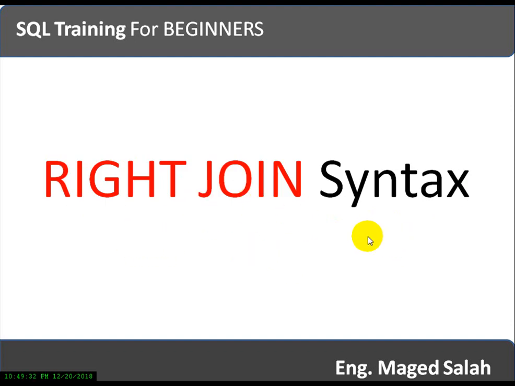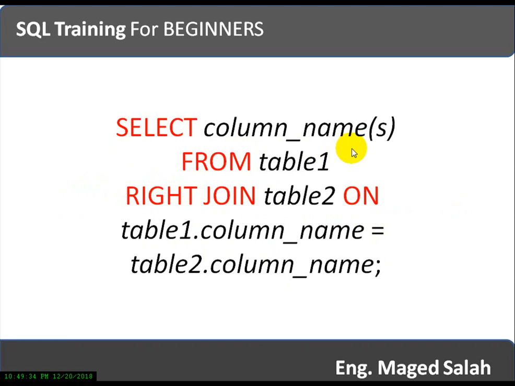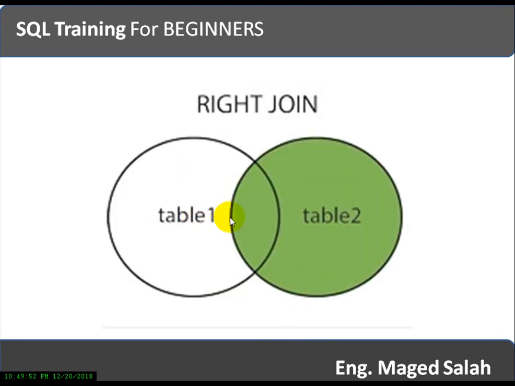Right join syntax. Select column names from table 1 right join table 2 on table 1 dot column name equals table 2 dot column name. It is the same as the left join. There is no difference, only this is on the left side and this is on the right side, like this. Table 1, table 2, right join. Here this is the right join and the matches between table 1 and table 2.